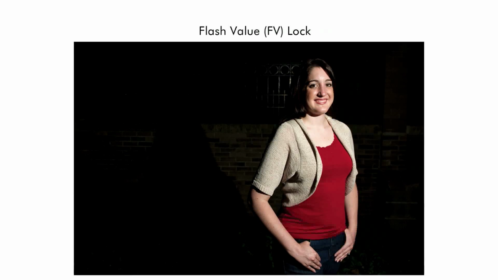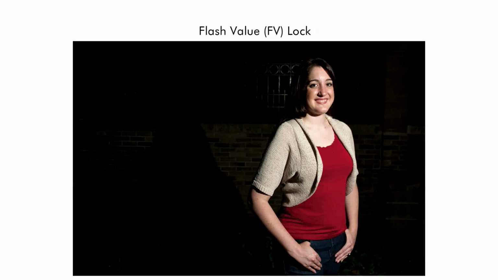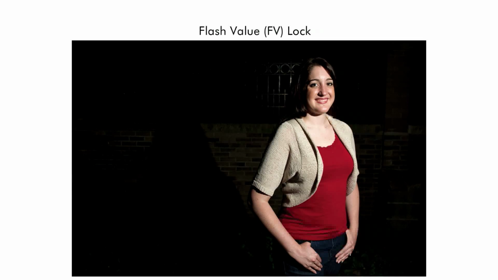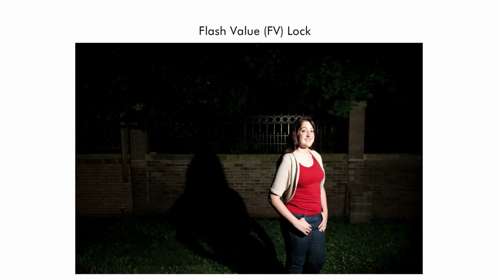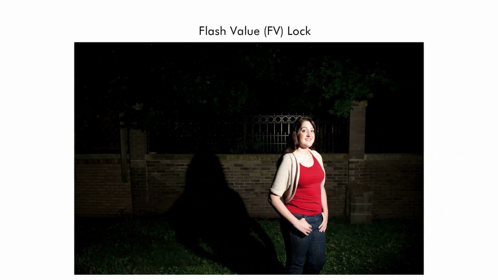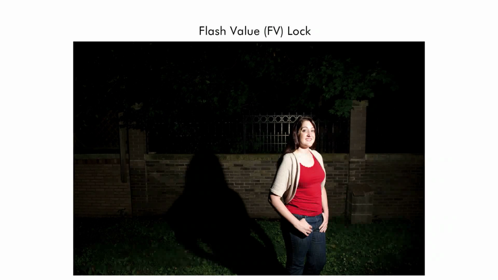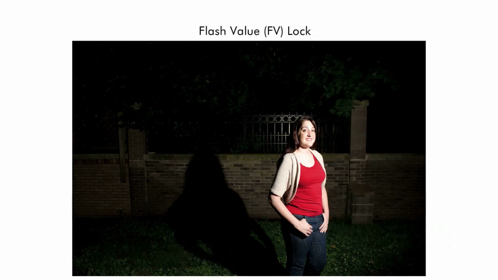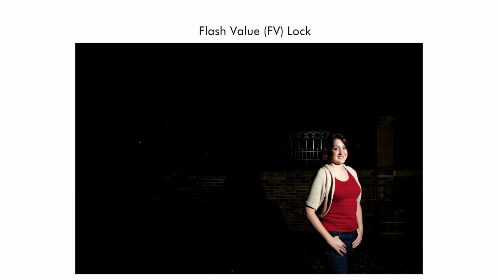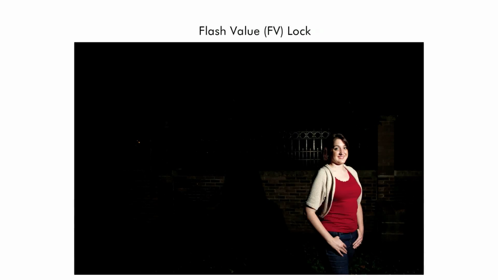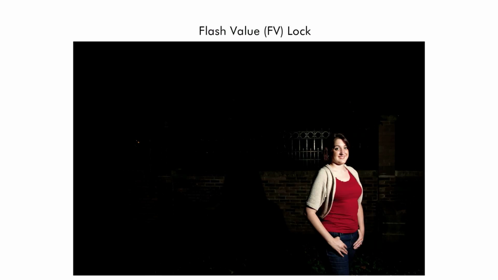Using a flash value lock lets you maintain the same flash exposure for your main subject throughout a series of photos in iTTL, or auto aperture flash mode. I took this image in iTTL mode. Here, I changed my composition and focal length without using the flash value lock, and iTTL made a different judgment about the amount of flash power it should output. Here, I applied the flash value lock before changing my composition and focal length, so the exposure remains the same as in the original image.